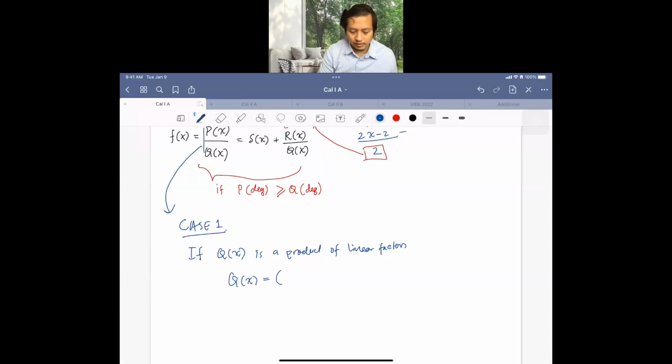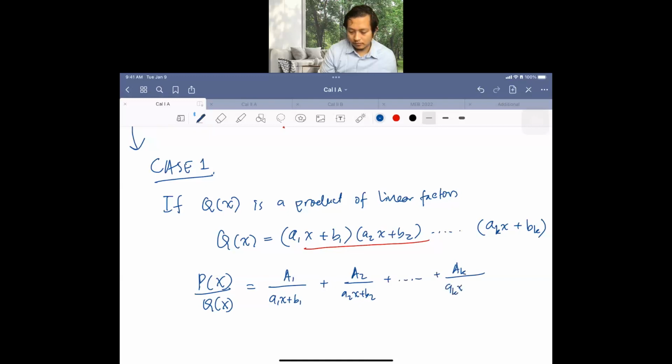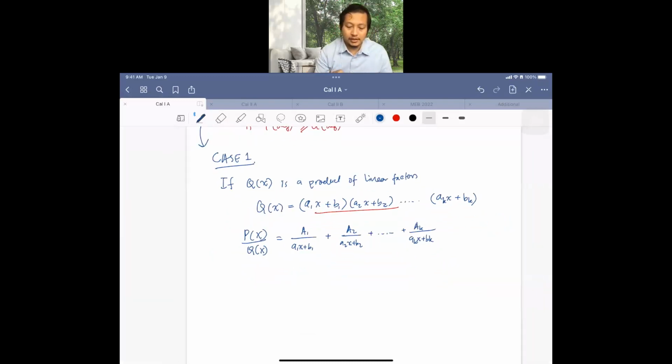So if the q is, for example, a1x plus b1, a2x plus b2, and so on up until akx plus bk, we can write the p of x over q of x as, so if you have this as the denominator, you can factorize the function like we did in the first example. We can take each small fraction separately. And I think this was already discussed in the very first example.